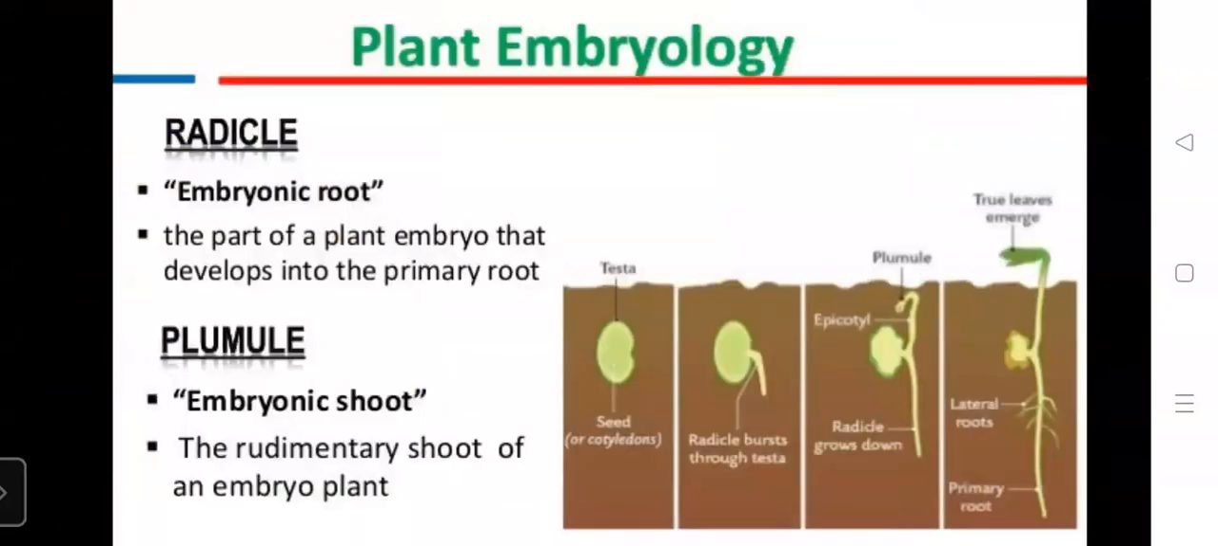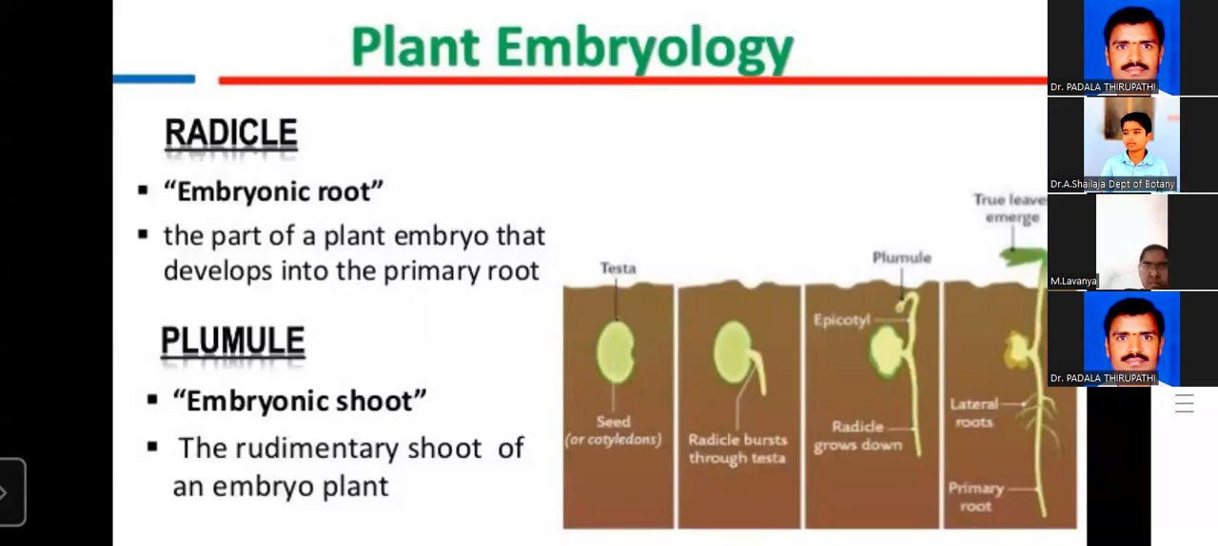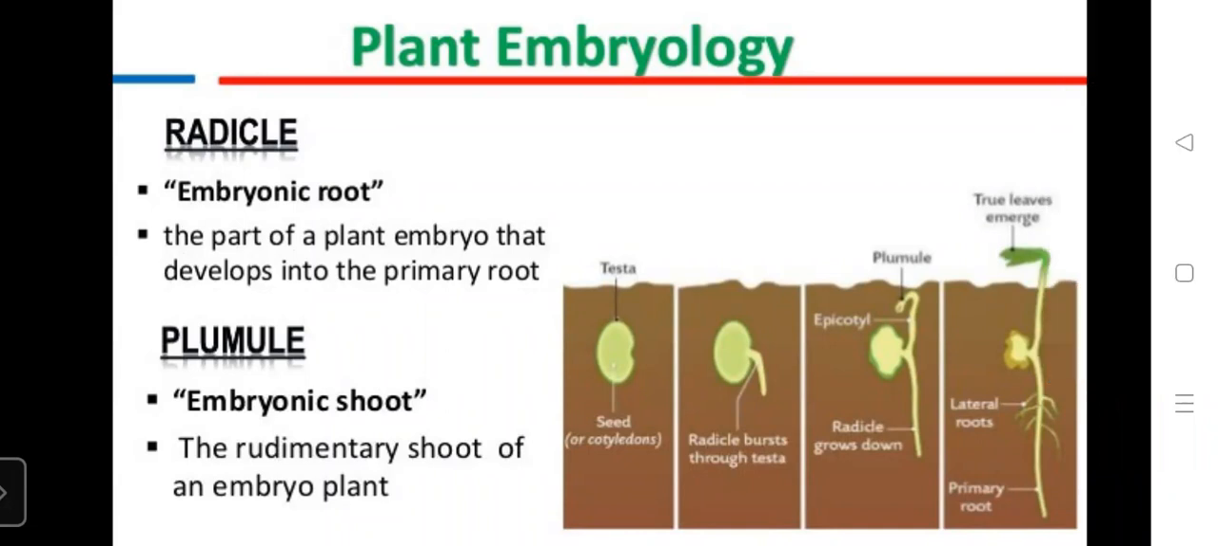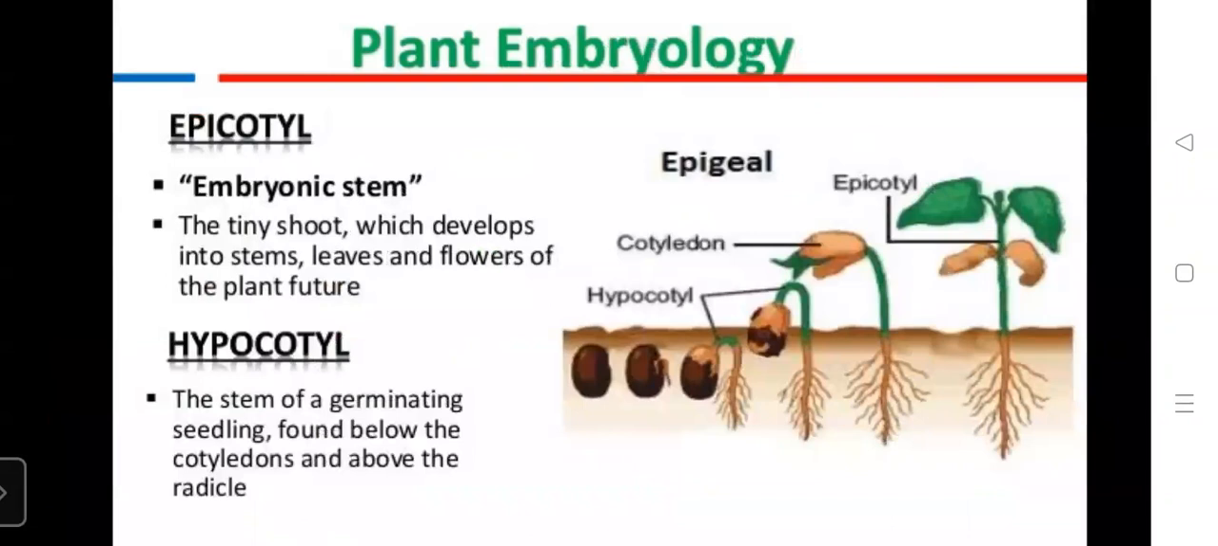Next, what is a radicle? What is a plumule? The embryonic root is the radicle, the part of a plant embryo that develops into the primary root. That is a radicle. It's very, very important. And what is the plumule? Embryonic shoot. Embryonic root is a radicle. Embryonic shoot is a plumule, the rudimentary shoot of an embryo plant. And what is the epicotyl? This is the embryonic stem, the tiny shoot which develops into the stems, leaves, and flowers of the plant in future.